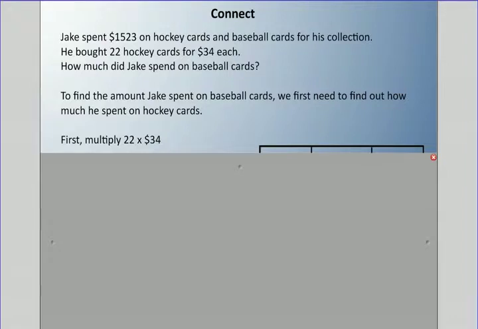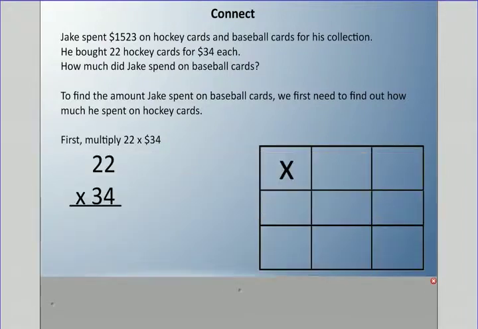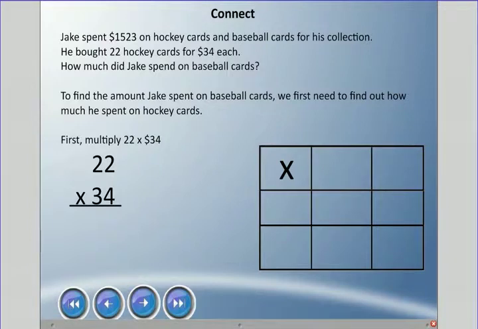22 hockey cards for $34 each. We've looked at a couple of different ways of multiplying, but let's just do one of each here. Not that these are the only ways, but with the traditional method I could do 4 times 2 is 8, 4 times 2 is 8 as well. Add a 0, 3 times 2 is 6, and 3 times 2 is 6, and I add those all up. 8, 14. Looks like $748.